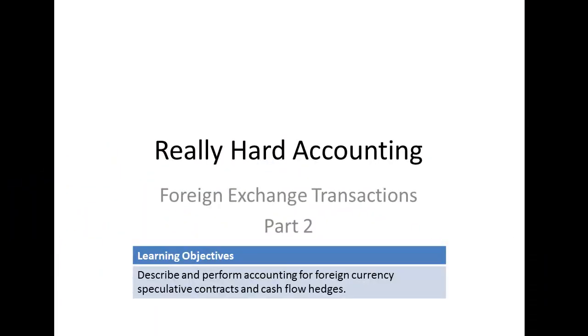Okay, we're back for part 2 of this lesson. In the previous lesson, we looked at how to account for foreign currency transactions and how to account for fair value hedges. In this lesson, we tackle the other type of hedge, the cash flow hedge.